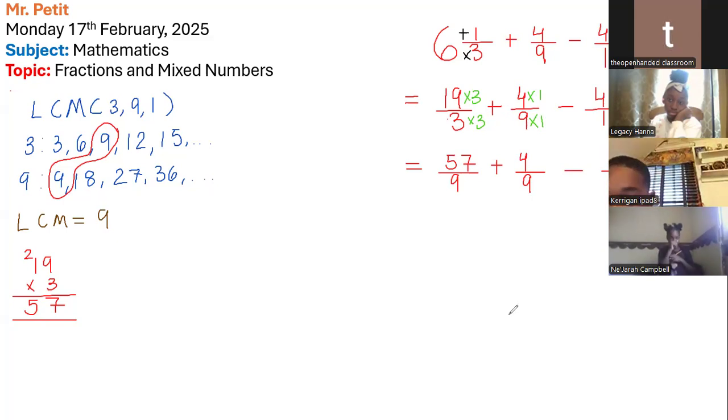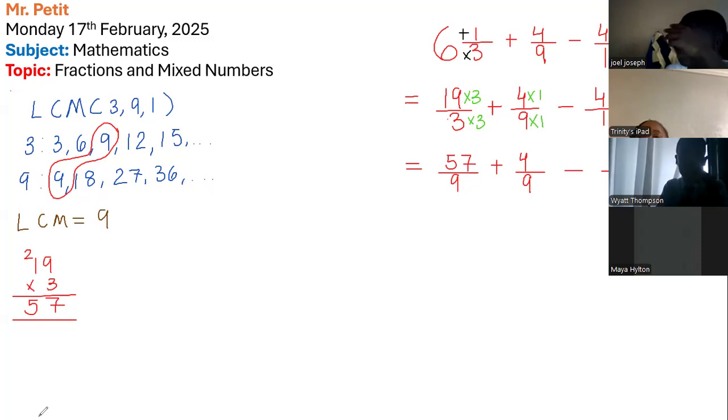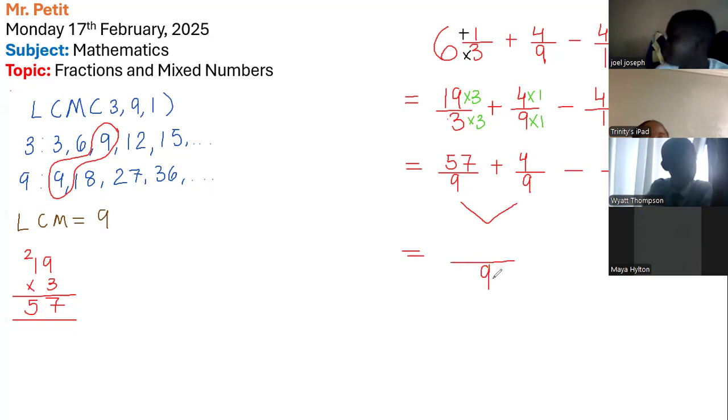Now, are we done? No, sir. What do we have to do at this point? Add 57 over 9 plus 4 over 9. Very good. We have to add these two fractions: 57 plus 4, all over what? 9. We keep 9 as the denominator. So it's going to be 57 plus 4, which is 61.